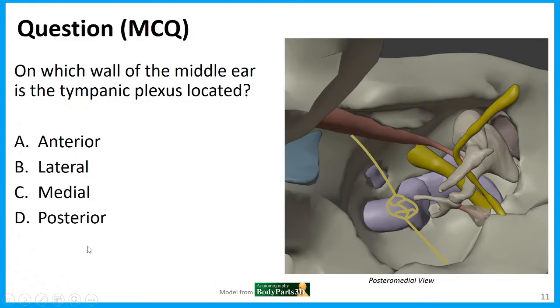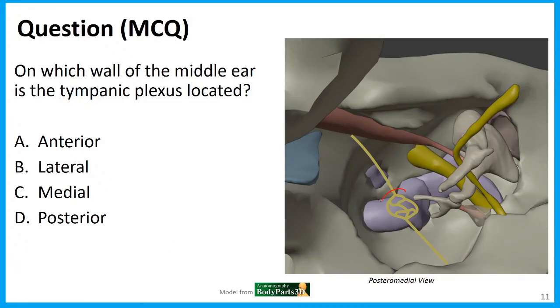All right, so relating it back to the walls again, I hope that this brings together some of what we talked about in the first video with these more detailed videos that add on to it. So the question here is, on which wall of the middle ear is the tympanic plexus located? Is it anterior, lateral, medial, or posterior? So pause and choose an answer. And when you're ready, let's find the tympanic plexus first.